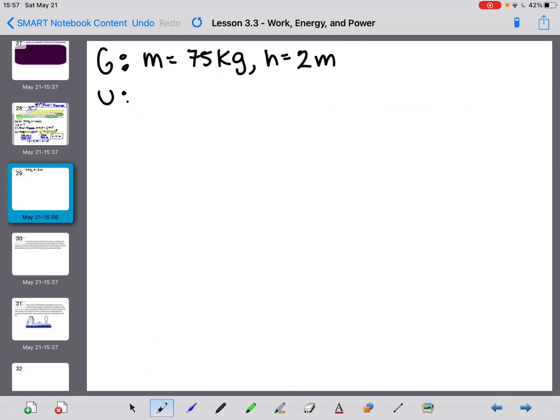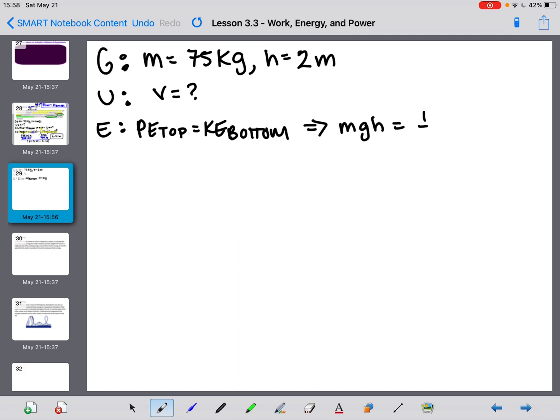Our unknown, it says how fast. That's the velocity that we're looking for. So my equation is still this idea that all the energy at the top, which is solely potential energy, is going to equal all the kinetic energy at the bottom. So PE top equals KE bottom. Just writing this idea isn't going to help us solve anything. The better way is to write out the formulas for potential energy and kinetic energy and set them equal to each other. So we write mgh equals 1/2 mv squared.